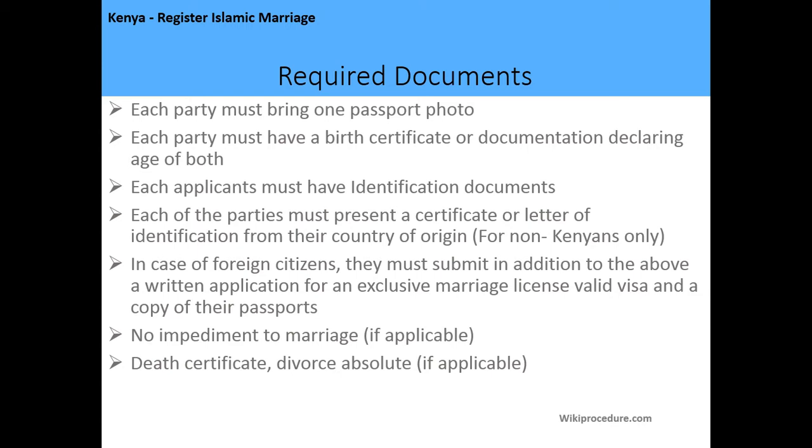So let's go on. The required documents: each party must bring one passport photo. Each party must have a birth certificate or document declaring their age. Each applicant must have their identification document. Each party must present a certificate or letter of identification if they are not from Kenya. In the case of foreign citizens, they might submit, in addition to the above requirements, a written application for an exclusive marriage license, visa, and a copy of their passports. A no impediment to marriage certificate may also be needed. A death certificate or divorce absolute may also be required.